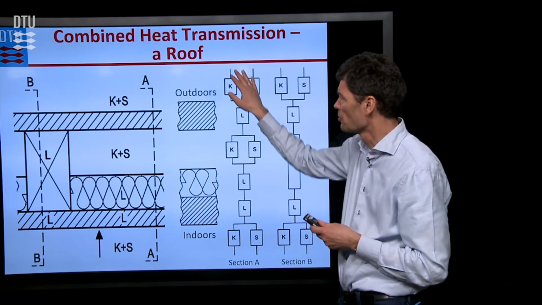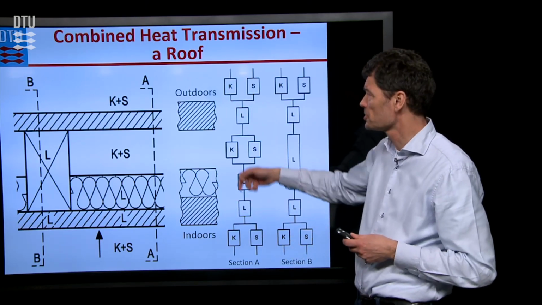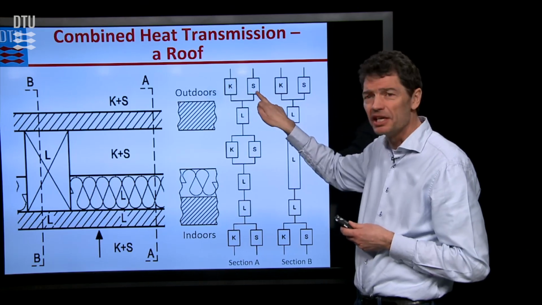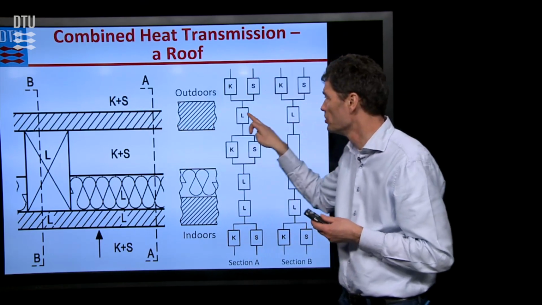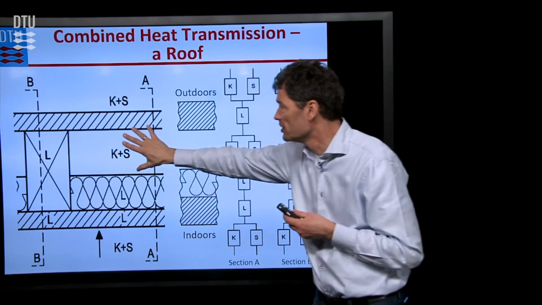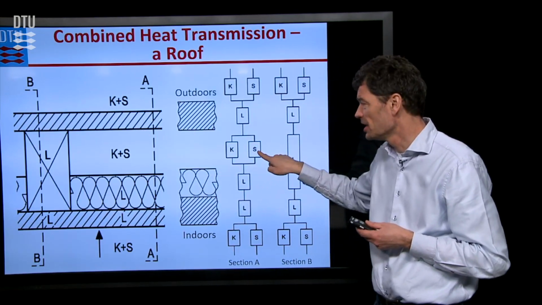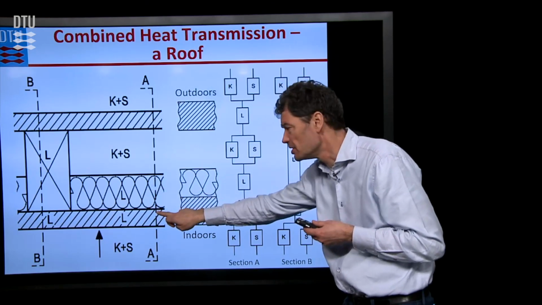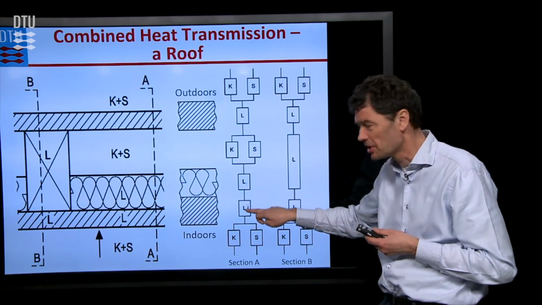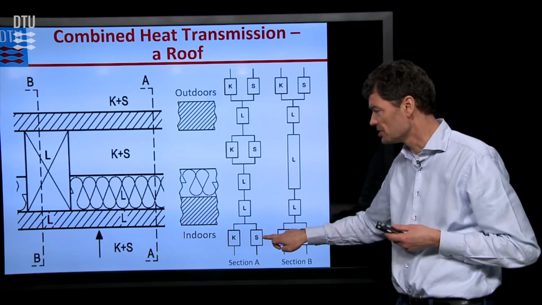So here we see those block diagrams that illustrate the transport forms. We have convection and radiation at the outside of our roof. Through the roof board, we have conduction. Over the cavity here, we have convection and radiation. Then we have conduction in this insulation material and in the ceiling, those two after one another here. And then inside we have again convection and radiation.